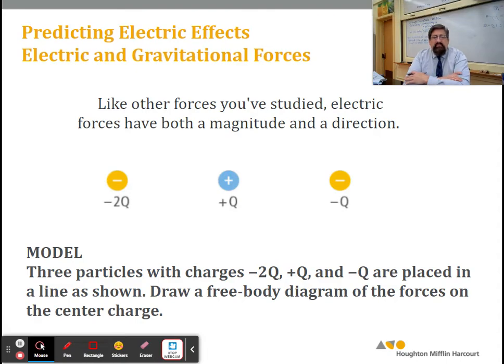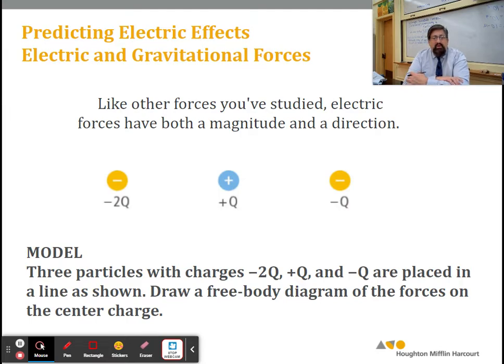We've already learned about gravitational force, and we've also learned about electric force. Both of these exist in our everyday lives. Like every other force, electric forces have magnitude and direction, and we can analyze the magnitude and direction of electric and gravitational forces by drawing free body diagrams.